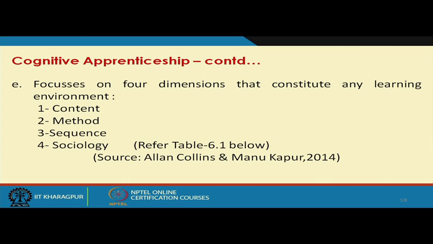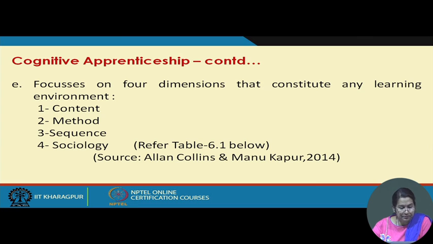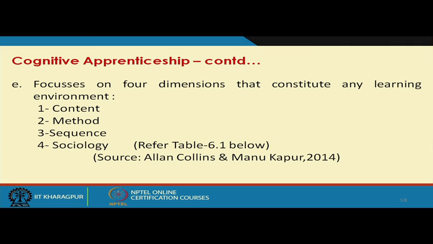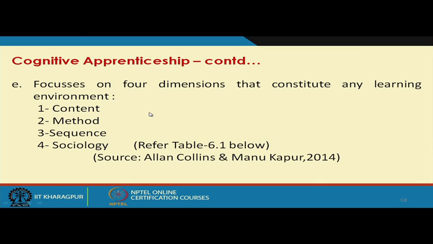And for that matter, four dimensions are important: content, method, sequence and sociology. Content is the basic theme, whether it is related to higher cognitive processes, to designing a machine, a kind of equipment, or an automobile, or whatever we want to design. Method is how we are going to do it; sequence is how it has been arranged logically; and sociology is the context in which it has been embedded. In this context, we will go through a table which better explains it.